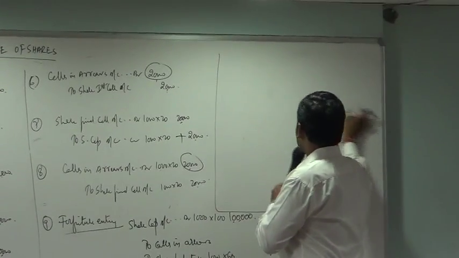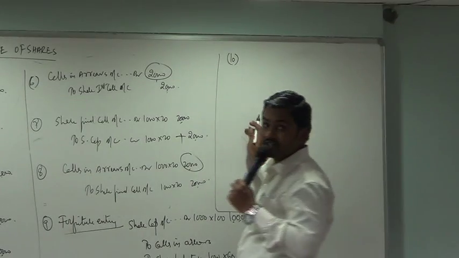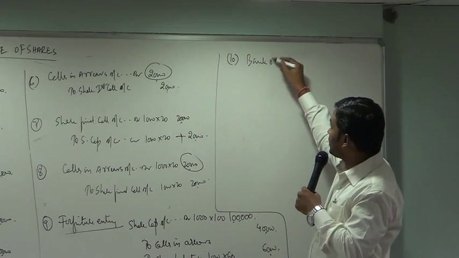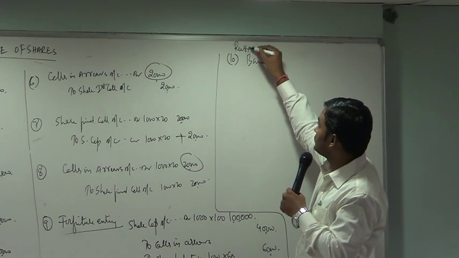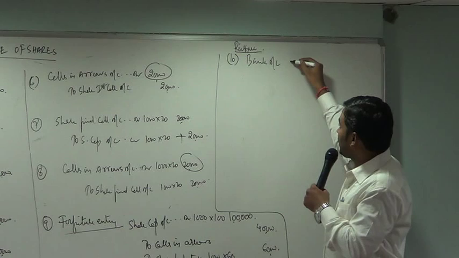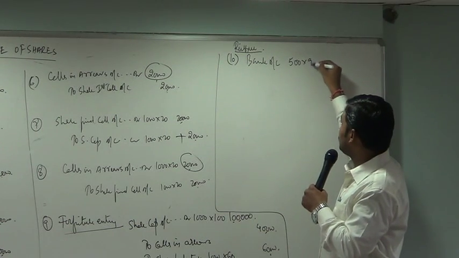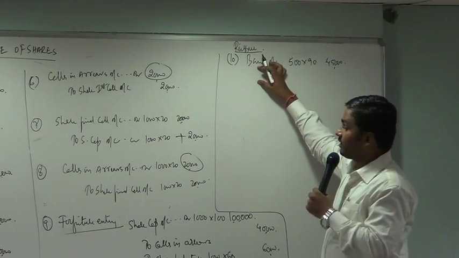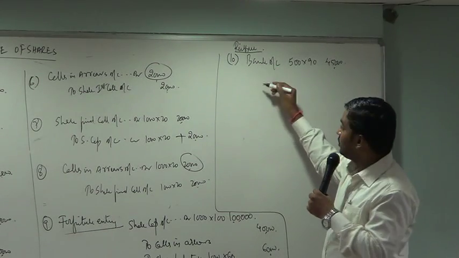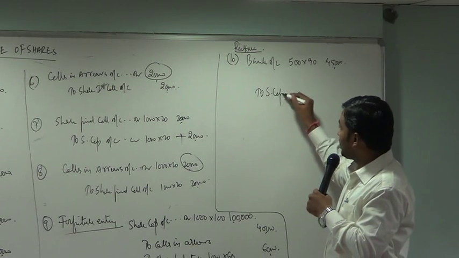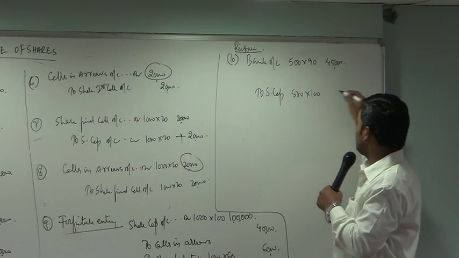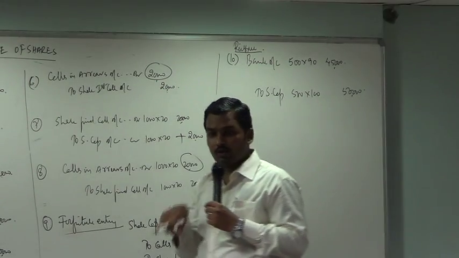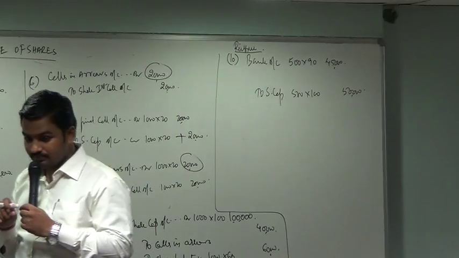How many shares are reissued now? Tell me. Only 500 shares are reissued. What is the entry? Bank account debtor. You write the reissue entry. Bank account debtor 500 into 90, 45,000. Leave one line gap. You may have a loss. But share capital account has to be credited with how much? Face value, 50,000.